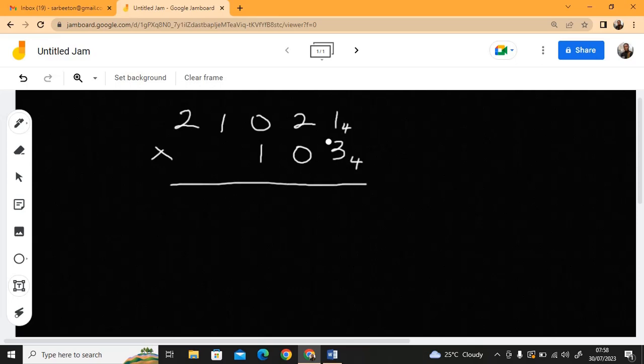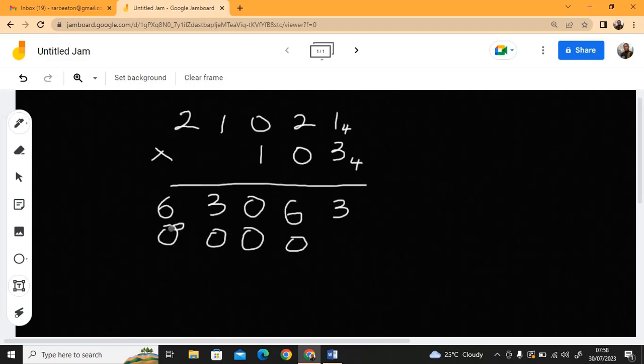Now how do you do this? 3 times 1 is 3. I'll use the other one. 3 times 1 is 3. 3 times 2 is 6. It's just normal multiplication you did in primary school. 3 times 0 is 0. 3 times 1 is 3. 3 times 2 is 6. 0 times 1 is 0. 0 times 2 is 0. 0 times 0 is 0. 0 times 1 is 0.